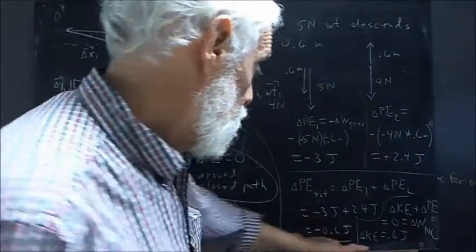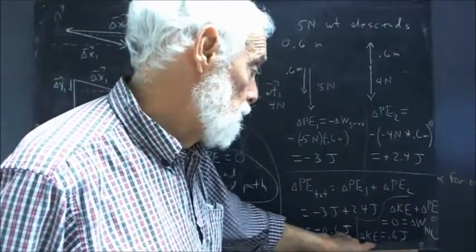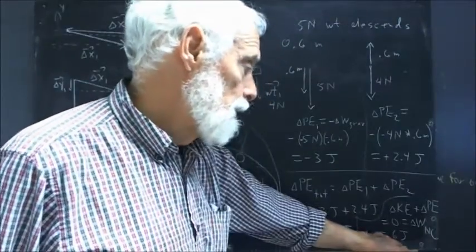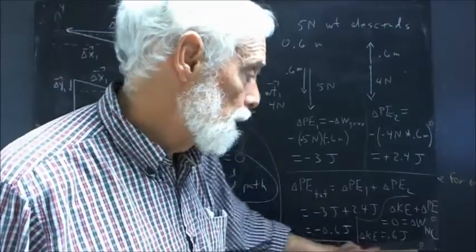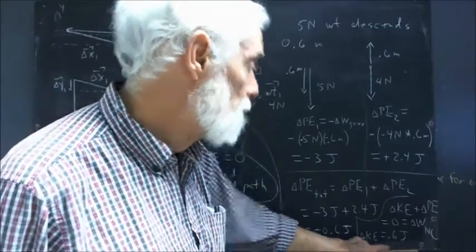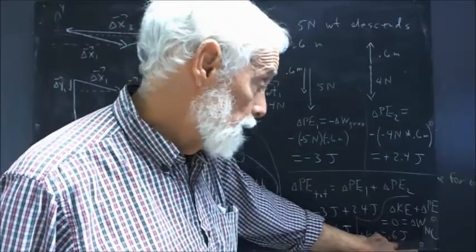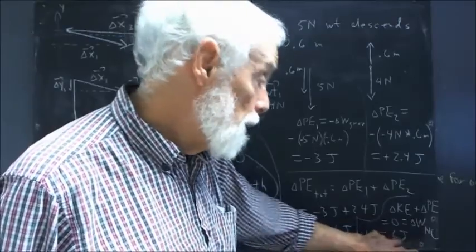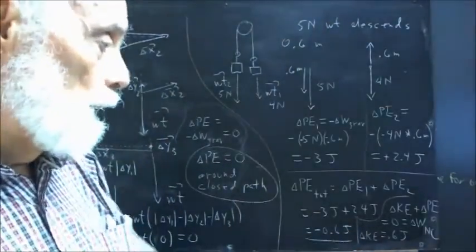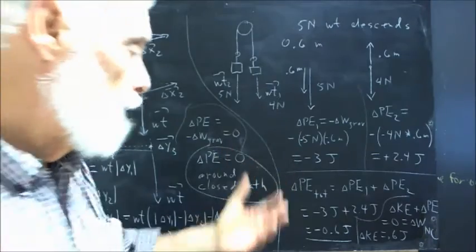And if the system starts from rest, then you can use this to set equal to 1/2 mv squared. Its final kinetic energy will be 0.6 joules because it starts from rest. It started with zero and changes by 0.6 joules. Kinetic energy will be 0.6 joules. Set that equal to 1/2 mv squared, and you have the result.